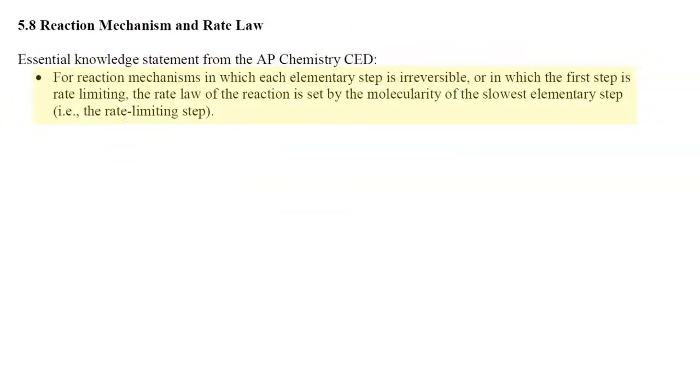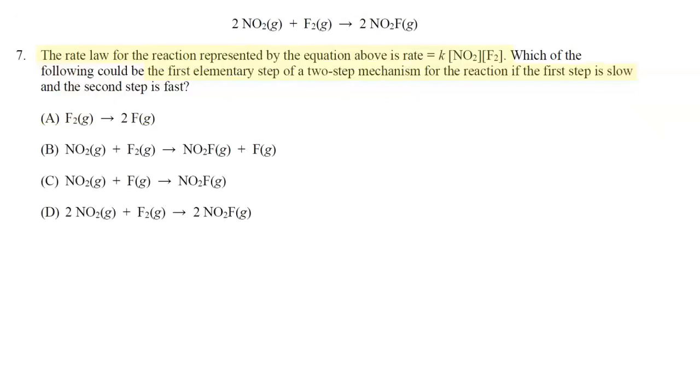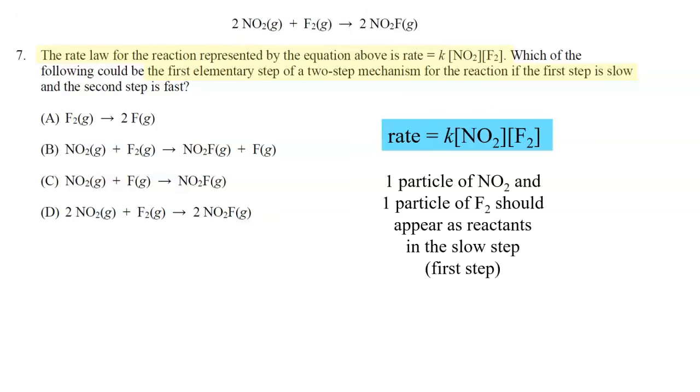So we're looking at topic 5.8, reaction mechanism and rate law. And again, we're focusing on the molecularity of that slow rate determining step. So the fact that we have a rate law that contains first order with respect to two different chemicals, we need there to be one particle of each of these chemicals so that the number of particles, the molecularity, matches the order in the rate law.